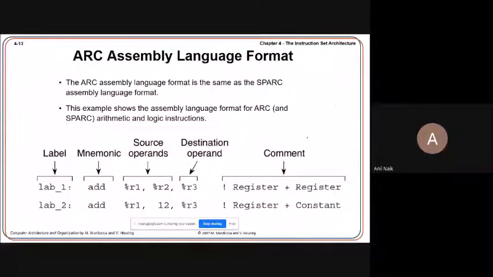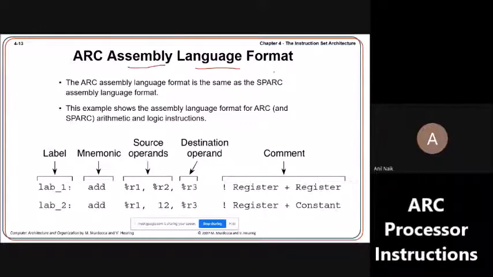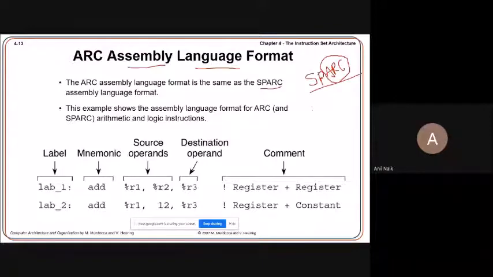Now let us study the ARC assembly language format. It is an assembly language, like the 8086 processor that you have studied, which is also an assembly language. The ARC language format is the same as SPARC. It is also called a SPARC processor. I think it is a scalable processor. ARC means a RISC processor, a RISC computer architecture. They gave the processor the name SPARC.